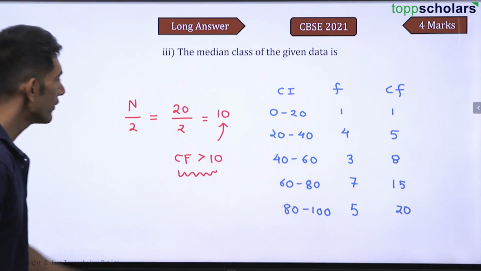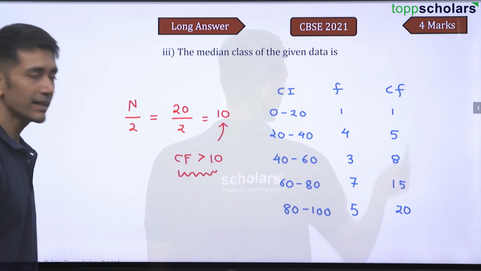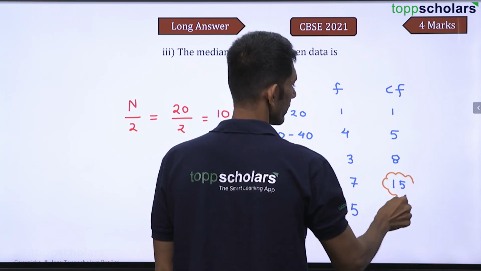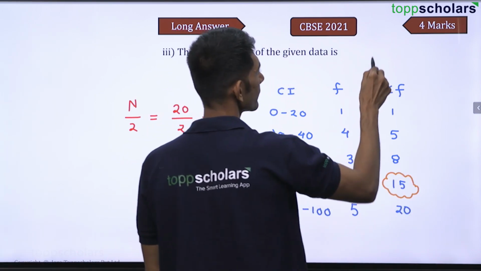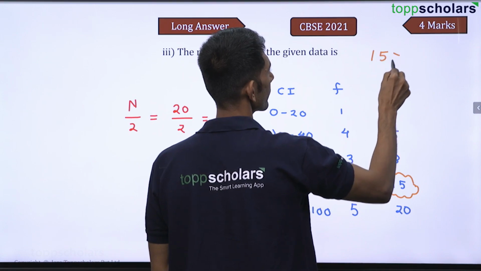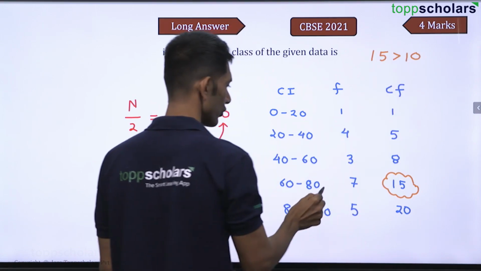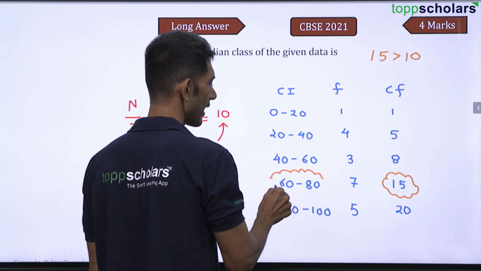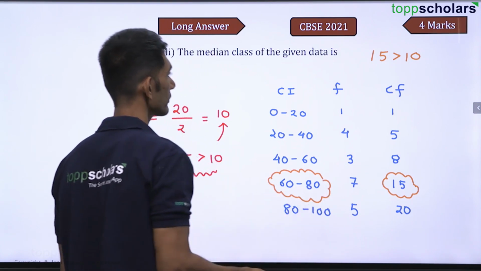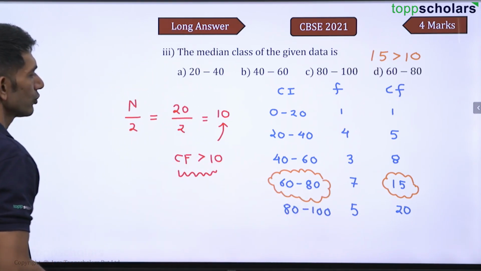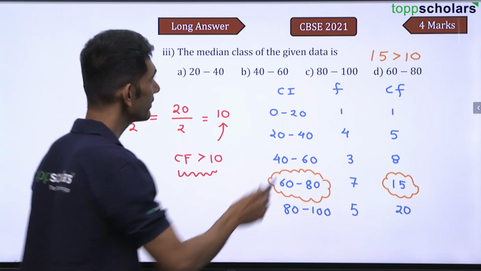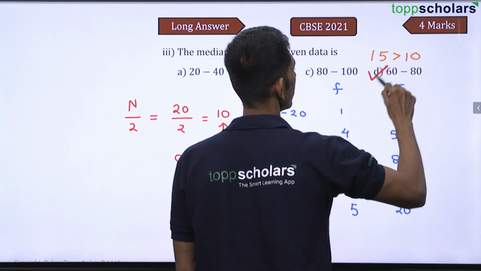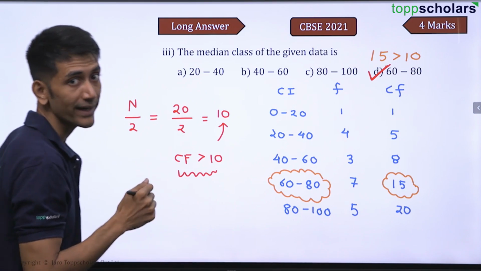Now tell me which CF is greater than 10. This CF 15 is greater than 10. So this is your median class. So do we have 60 to 80 in the options? Yes. So 60 to 80. This is the median class. I hope you are getting this.